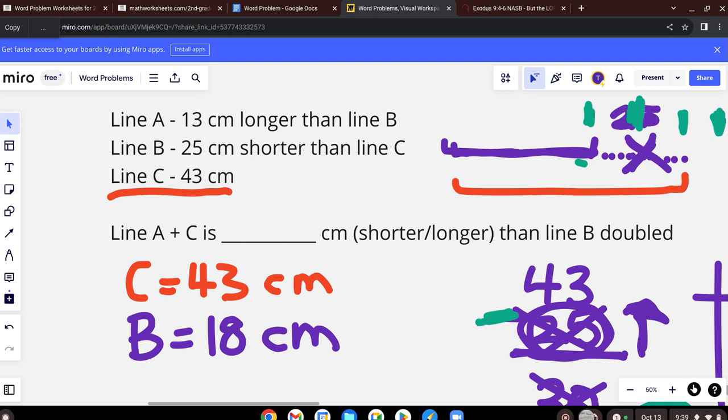So please focus. We know that line B is 18 centimeter. What do we know about line A? It's 30 centimeter longer. So what do we need to do to calculate line A? What does that mean in mathematical form? Longer, what does it mean? What operation?